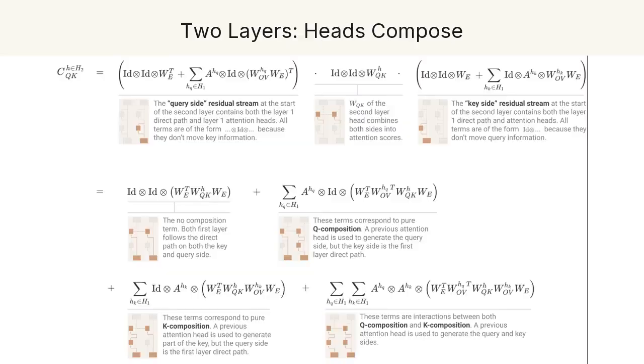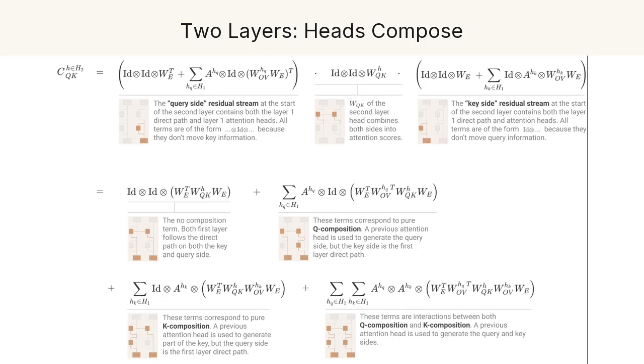Now add a second layer, and something genuinely new appears: composition. In a one-layer model, heads act in isolation. With 2 layers, a head in the second layer can read what a head in the first layer wrote. The authors identify 3 kinds. Q composition: the first head shapes the second head's queries. K composition: it shapes the second head's keys. And V composition: it shapes the values being moved.